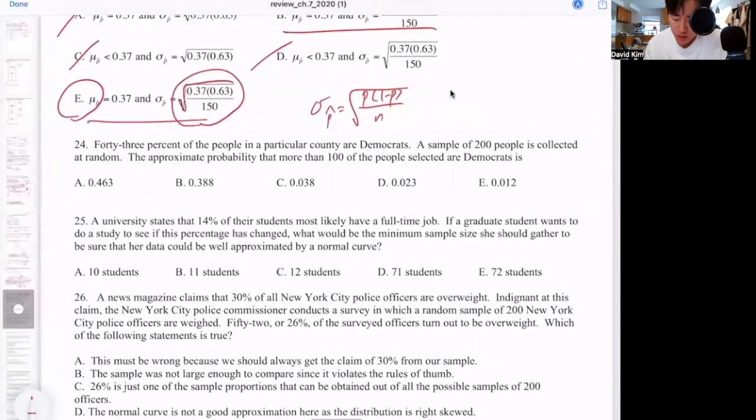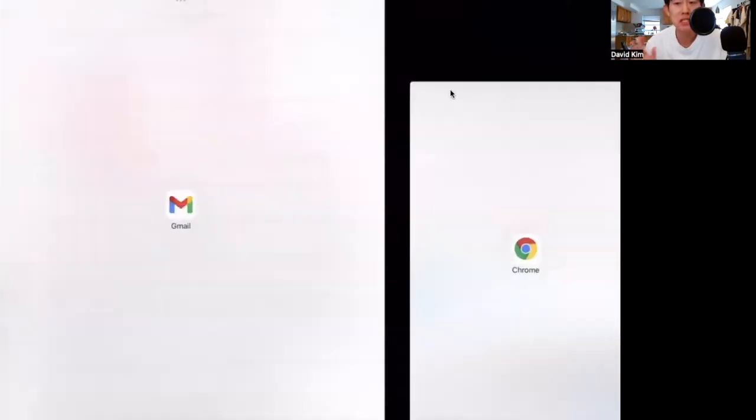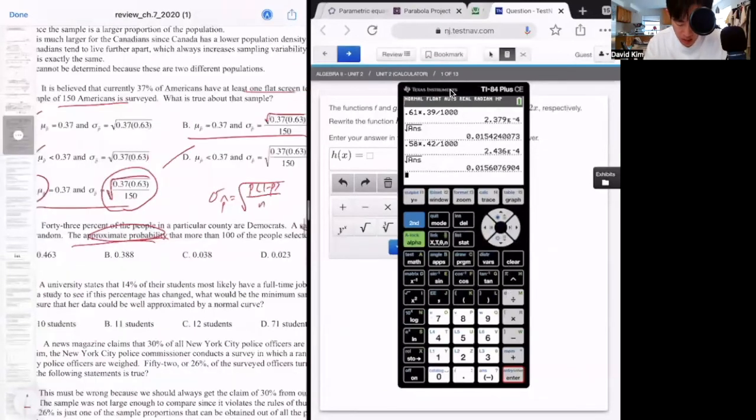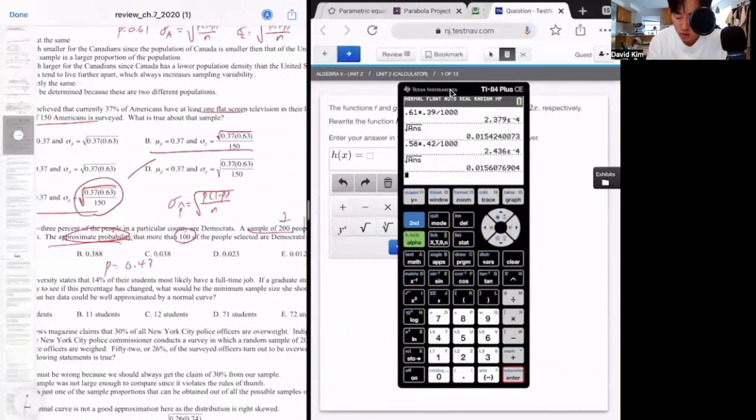43% of the people in a particular county are Democrats. A sample of 200 people is collected. The approximate probability, guys, whenever they are asking you to find the probability, you're just going to use the normal CDF, and you're going to be on your way. So here, they tell me that p is 0.43. More than 100 people out of 200, well, that means 0.5 and above.